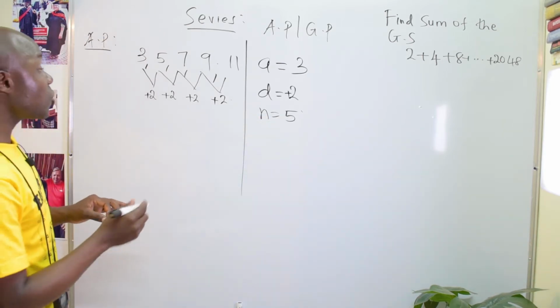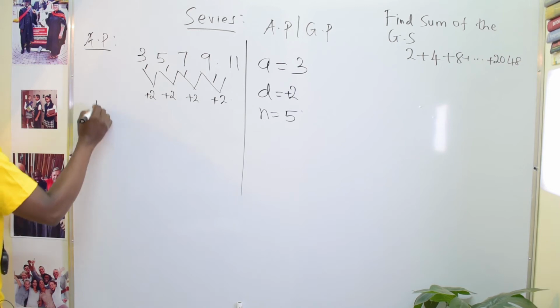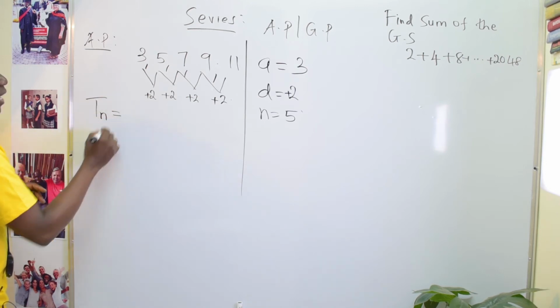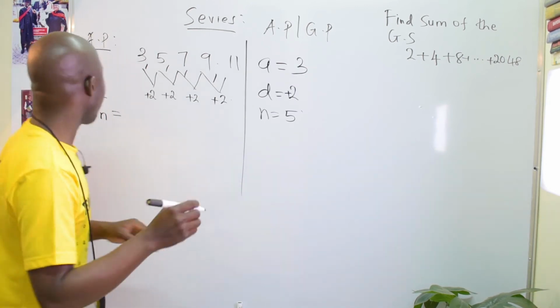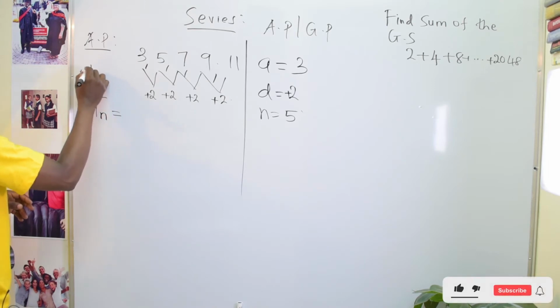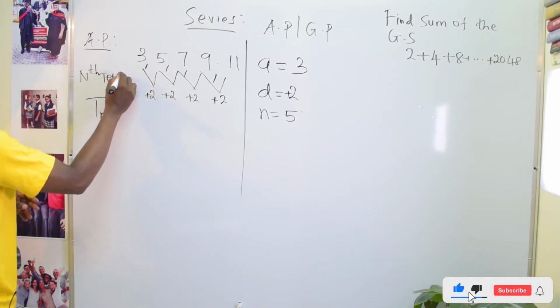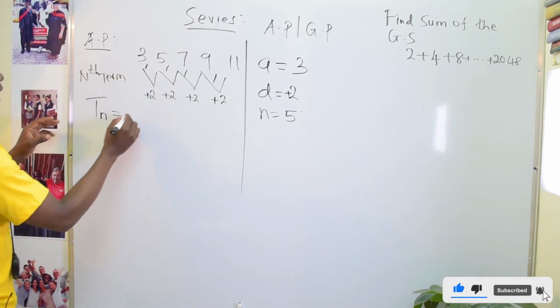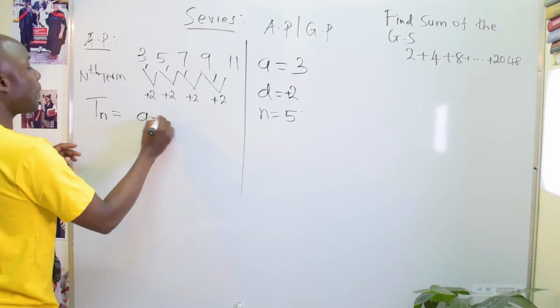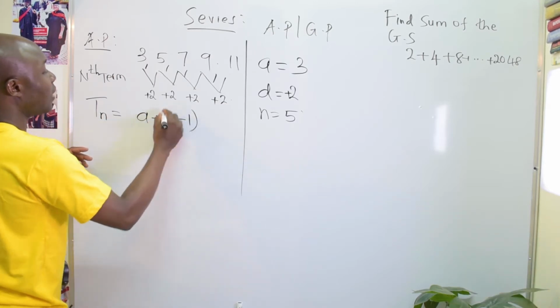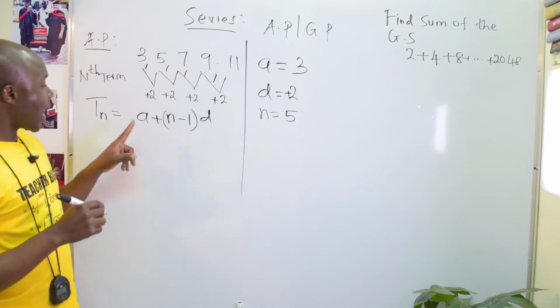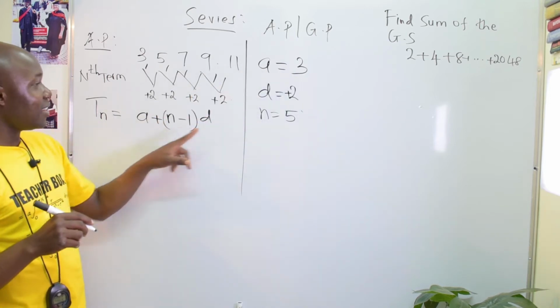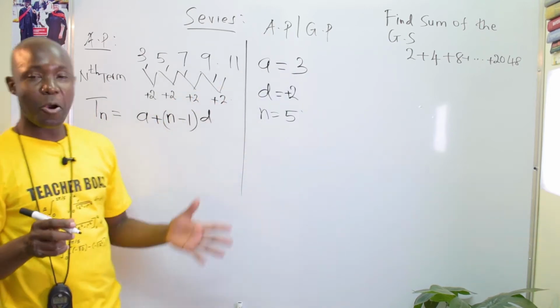Now I want to teach you, can we come up with a formula? Let me call the nth term Tn. The formula should be A plus N minus 1 D, where A is the first term, N is the number of terms, D is the common difference.